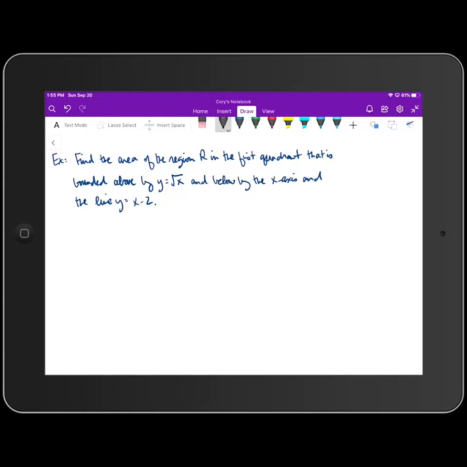All right, so we're going to move on to the next example where the directions ask us to find the area of the region R in the first quadrant that is bounded above by y equals rad x and below by the x-axis and the line y equals x minus 2. Okay, so again, we want to draw a graphical representation of this.